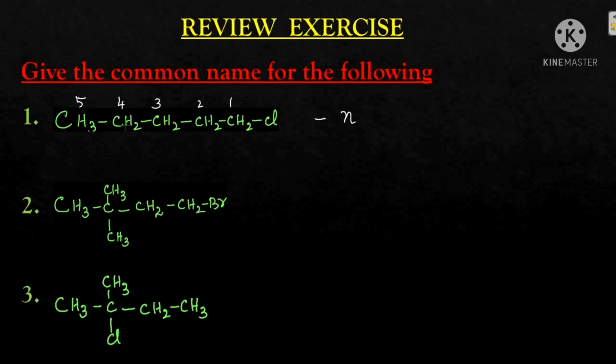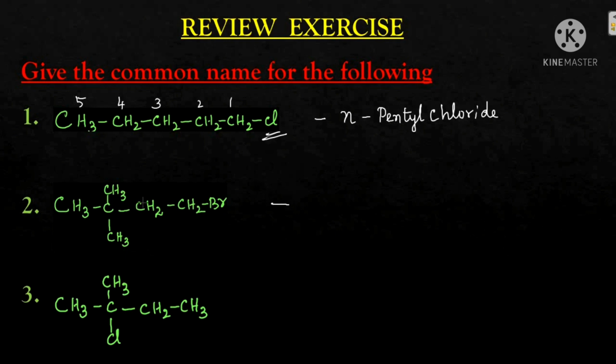Now how many carbon atoms? 5. That means it is pentane, right? The corresponding alkane is pentane. So the corresponding alkyl group should be pentyl. So N pentyl. What is the functional group here? Chlorine. So chloride. N pentyl chloride. So this is the answer. Understood? Next we shall go for the next question.